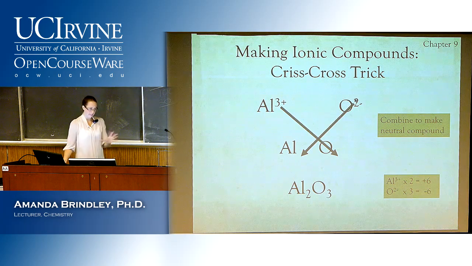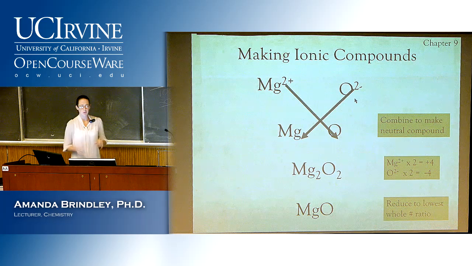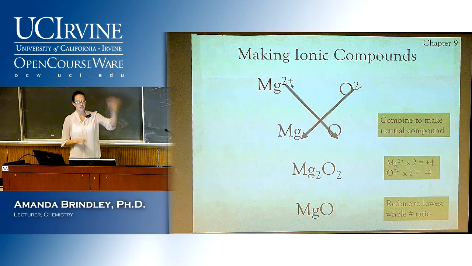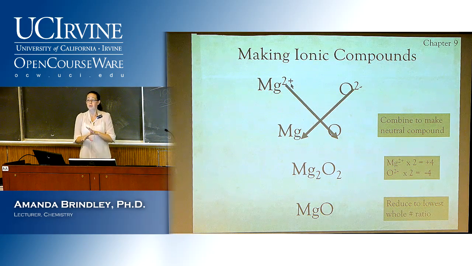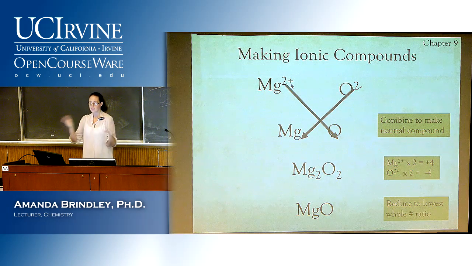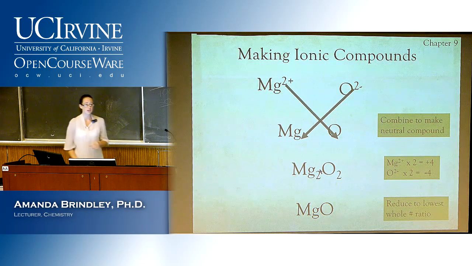Now, there was a caveat to that trick, right? And that caveat was, well, what if you have the exact same charge of a higher number? Really, at that point, your best bet is if you have something that's a 2+ and a 2-, just know to put them together. Just know that it's a 1-to-1 thing. Or if it's a 3+ and a 3-, it's 1-to-1. But if you don't remember that and you don't pick up on it right away and you do the crisscross trick anyways, and you end up with Mg2O2, you have to reduce that down.